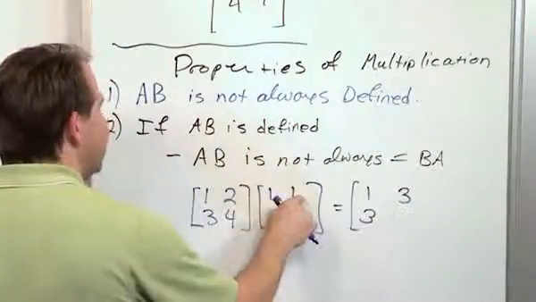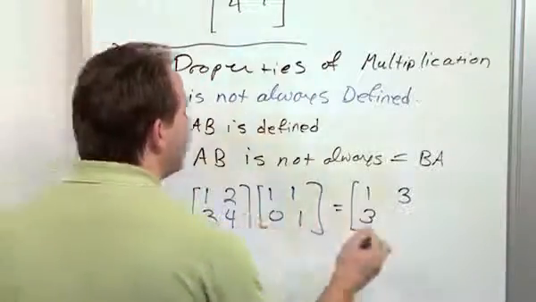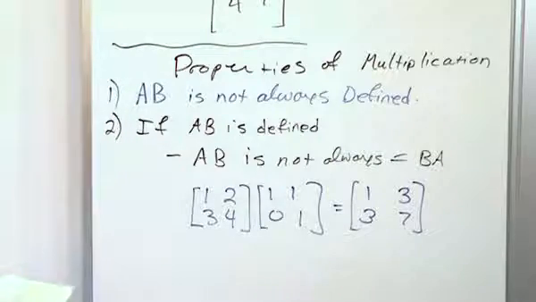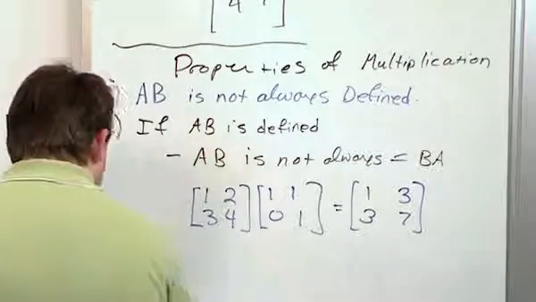3 times 1 is 3. 4 times 1 is 4. Add those together, I get a 7. So here's what I get, the product of these 2 matrices: 1, 3, 3, 7.